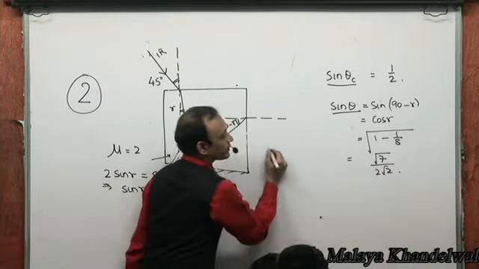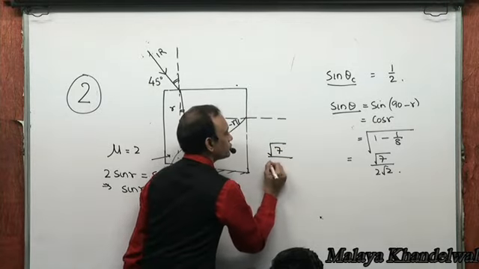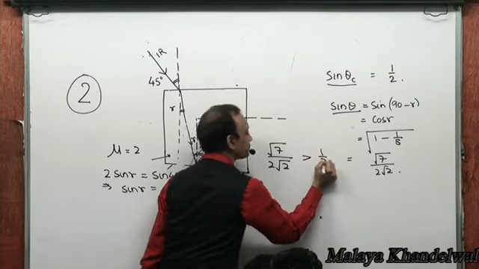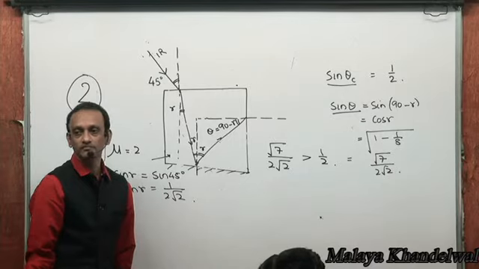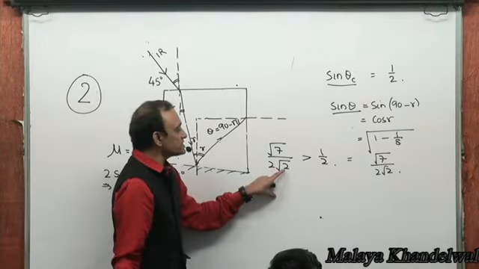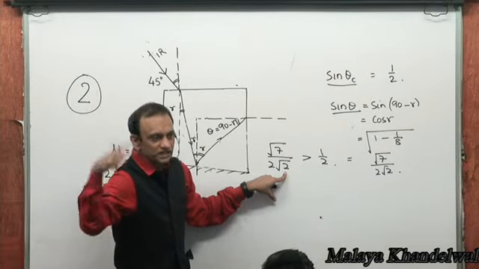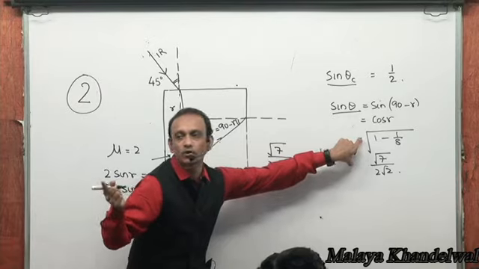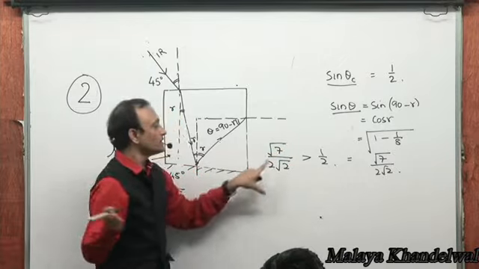Very clearly, root 7 by 2 root 2 is more than half. Do you see that? Because root 7 by root 2 is root 3.5, which is more than 1. So this is half into a number more than 1, which is clearly more than half. Yes or no? So this is true.